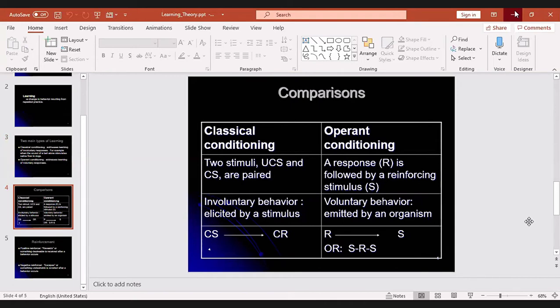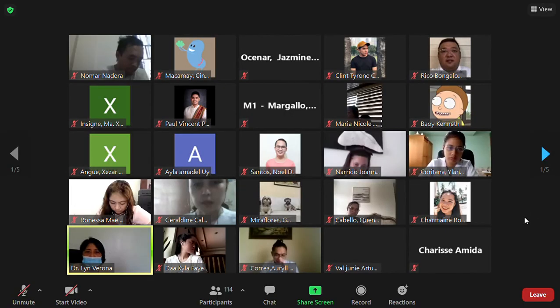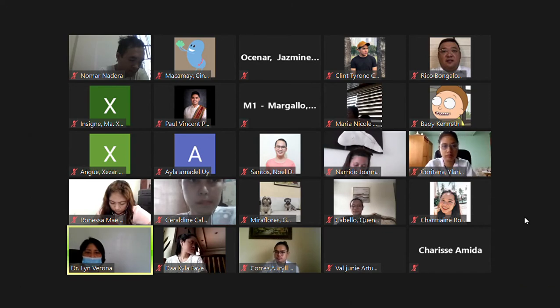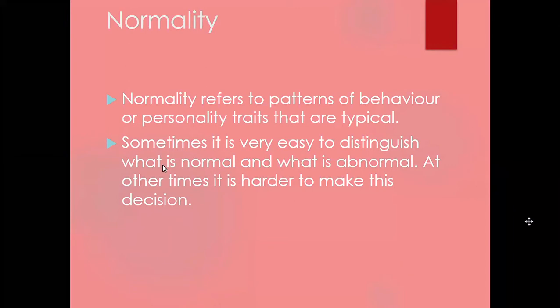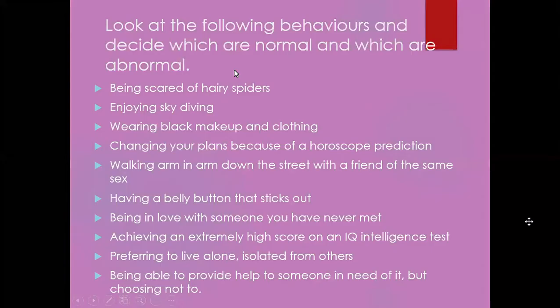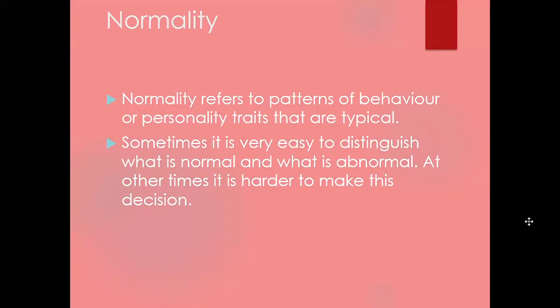So we'll go now to mental health, normality and mental health. You can see that normality refers to patterns of behavior or personality traits that are typical. So what is your typical behavior? You can see that as expected.